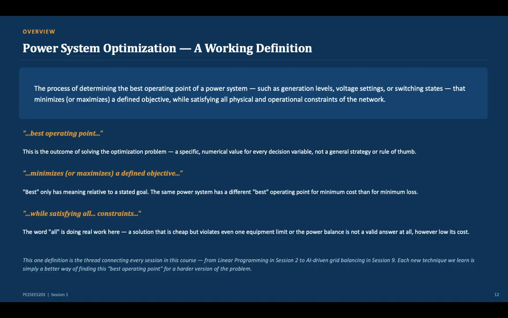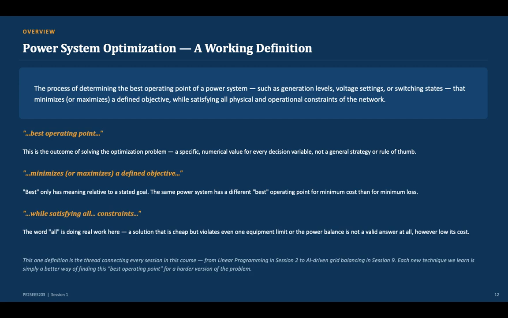Okay. Overview of power system optimization and working definition. The process of determining the best operating point of a power system, such as generation levels, voltage settings, switching states, that minimizes a defined objective while satisfying all physical and operational constraints of the network. Best operating point is the outcome of solving the optimization problem: a specific numerical value for every decision variable, not a general strategy or a rule of thumb.